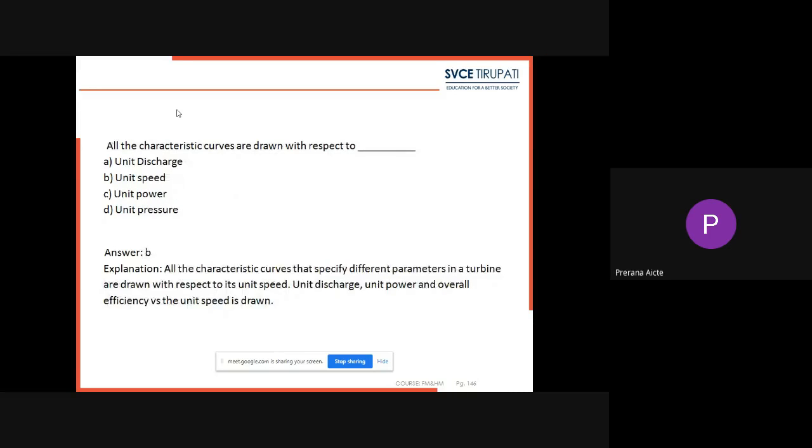Next question. All the characteristic curves are drawn with respect to unit speed. All the characteristic curves that specify the different parameters in a turbine are drawn with respect to its unit speed. Unit discharge, unit power and overall efficiency versus the unit speed are drawn.